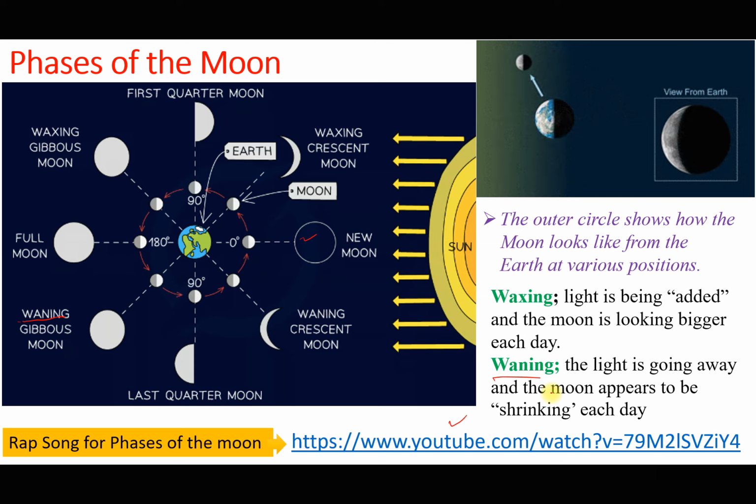So you can watch the rap song, which is very interesting, about the phases of the moon, ranging from the new moon, waxing crescent, first quarter, waxing gibbous, full moon, waning gibbous, last quarter, waning crescent, and then back to the new moon. But I will explain some of these in more detail here.